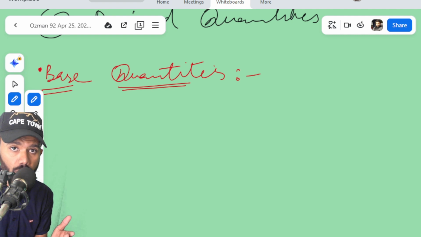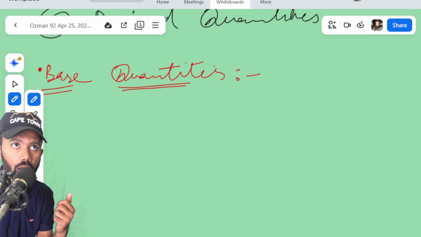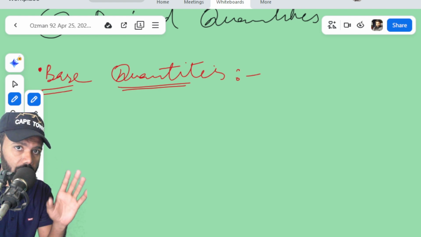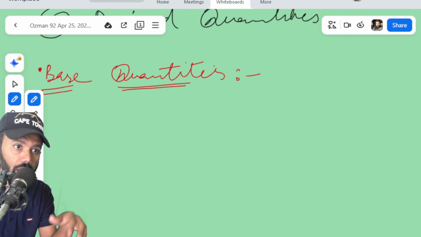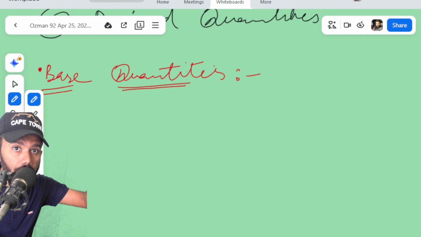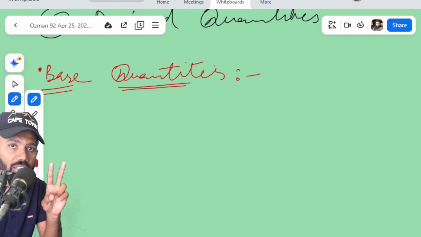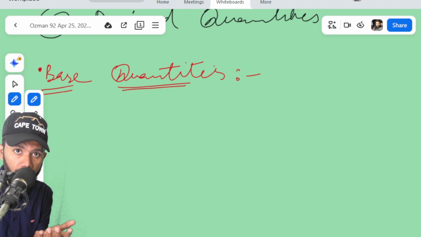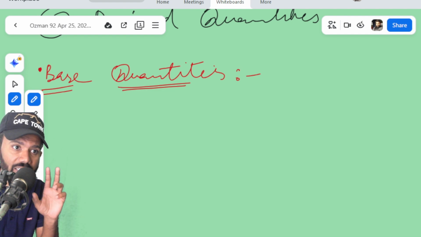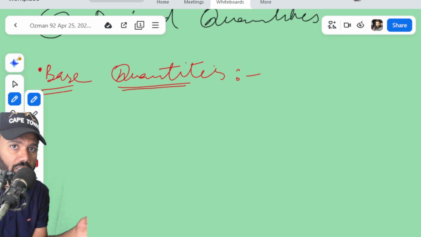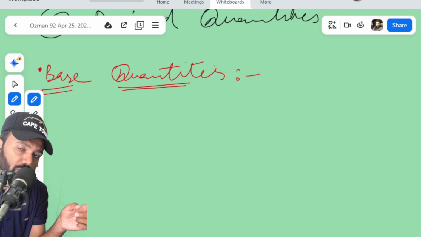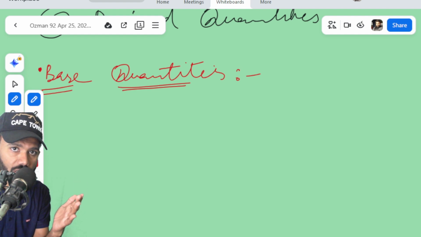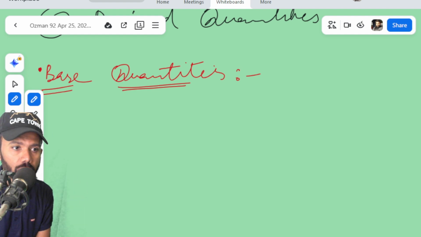So base quantities are the quantities on the basis of which other quantities are expressed. For example, length is a base quantity, right? On the basis of length, we can measure area, like we multiply two lengths of a square, so we can find out the area of a square. Like we can find out the volume by using length. So length is a base quantity on the basis of which other quantities are expressed. So in general, all the quantities on the basis of which other quantities are expressed are called base quantities, right?